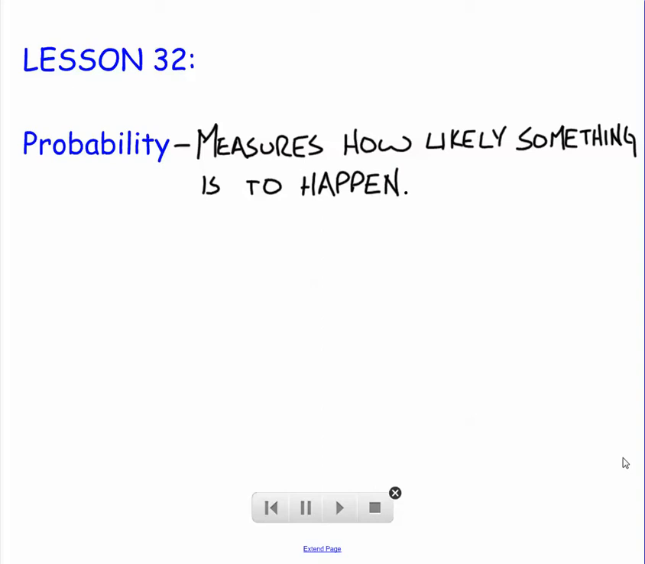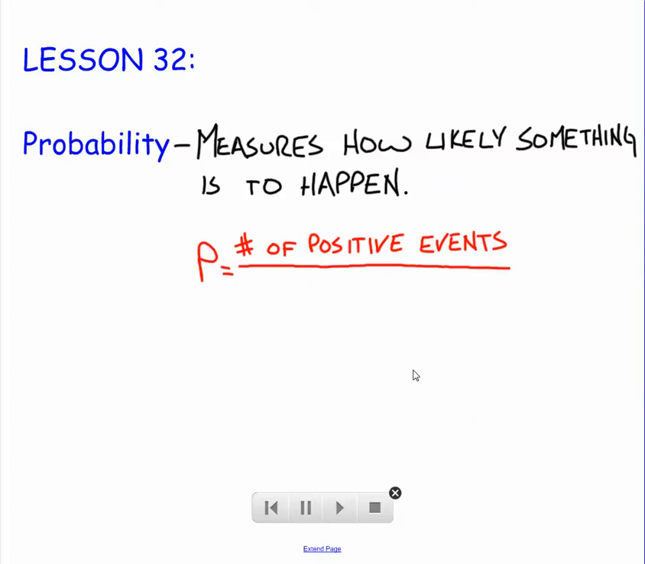Something with a probability of 0. Oh, I'm sorry. Start here. Probability is measured with this ratio. It's the number of positive events or outcomes, that is, events that meet the criteria we've set, divided by the total number of possible outcomes. So anything that could happen.